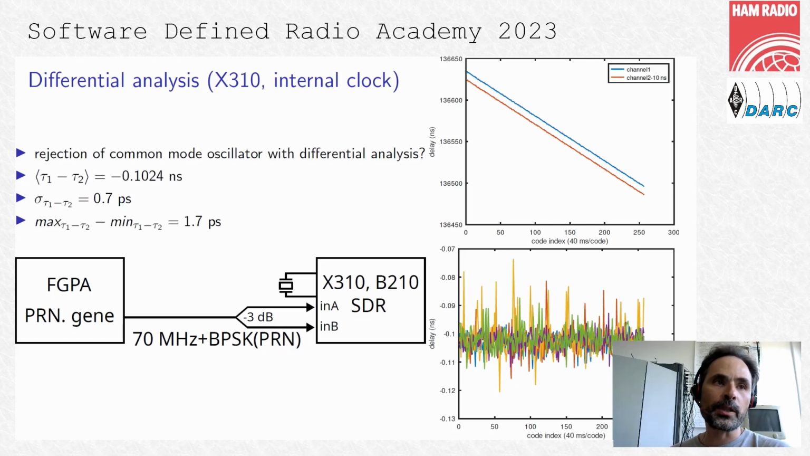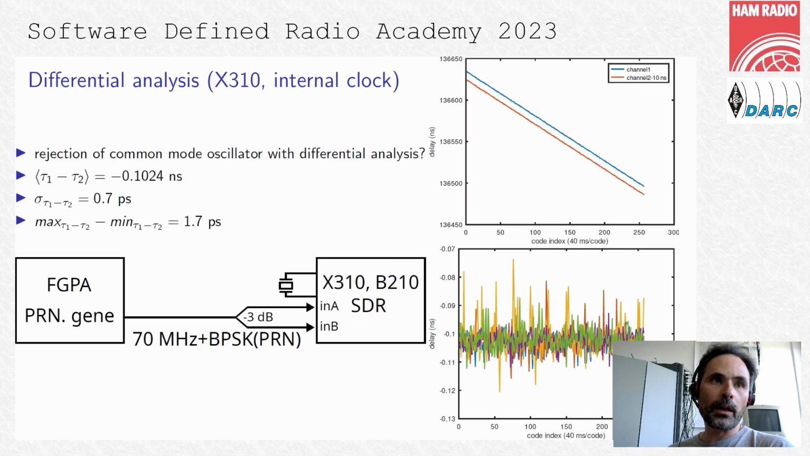On the bottom chart, you see that the difference is as good as we had when we were clocking the X310 on the hydrogen maser, with maximum minus minimum of the time delays in about 1.7 picoseconds. So that tells you that you actually don't need to run the SDR on the high stable clock if you wish to do this kind of measurement. You just need to have a reference which is fed with this high quality signal.